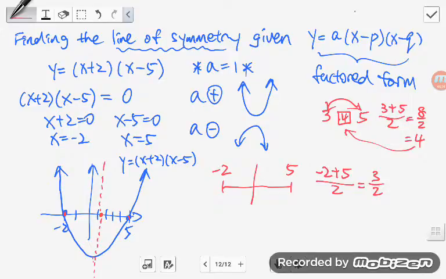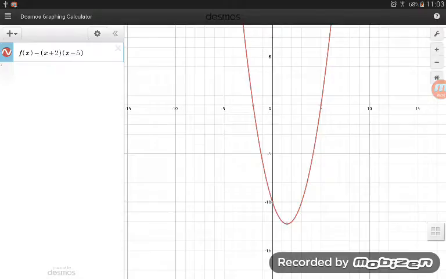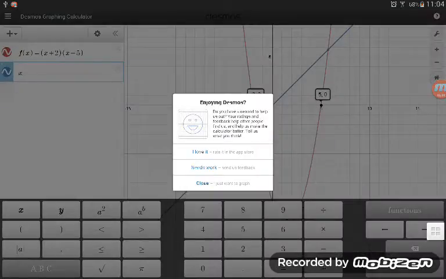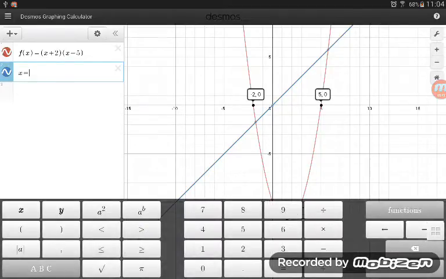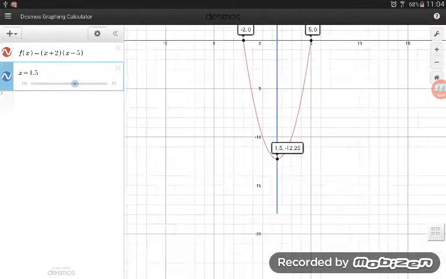If you look at your graphing calculator, I'm going to show you guys on the graphing calculator. You can see that this is 1.5. My zeros are -2 and 0, 5 and 0, and my axis of symmetry is at 1.5. X equals 1.5, and that's my axis of symmetry.